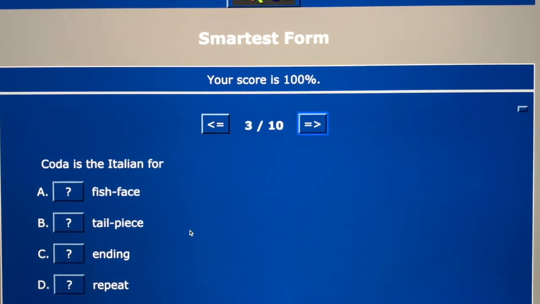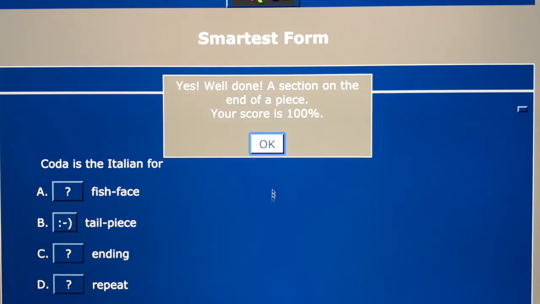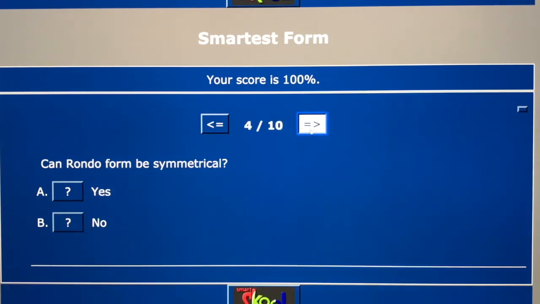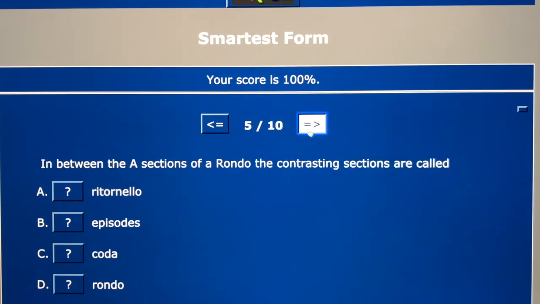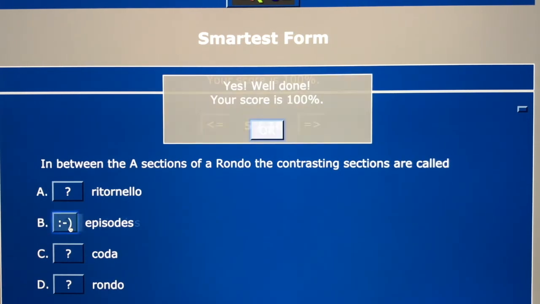Question number 3, coda is the Italian for, not fish face, tailpiece. B. Question number 4, we know that a rondo form can be symmetrical. Yes. In between the A sections, the contrasting sections are called episodes. Well done if you remembered that one.